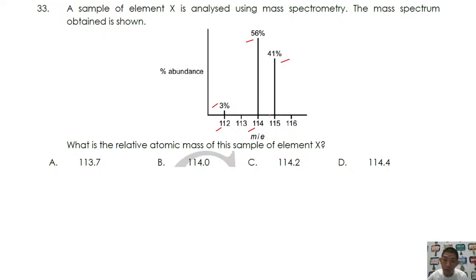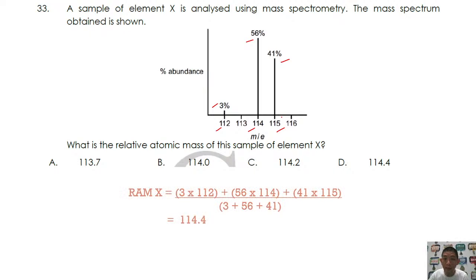Okay, so you get your general formula for this one: RAM of X is 3 times 112 plus 56 times 114 plus 41 times 115 over 3 plus 56 plus 41. So at the end of the day, you get your final answer as 114.4. So which will make your answer equal to D. Okay, so these are very straightforward questions. I hope that you can understand how to solve.